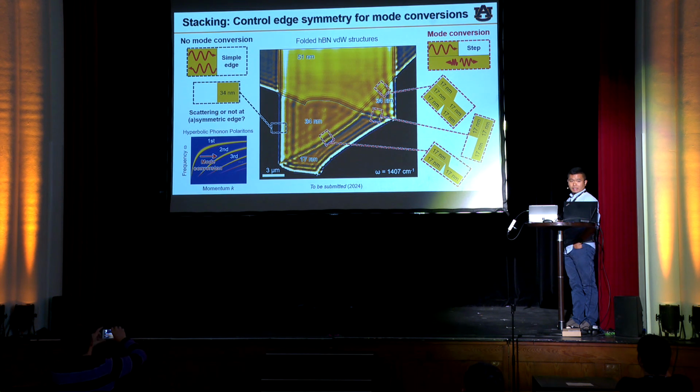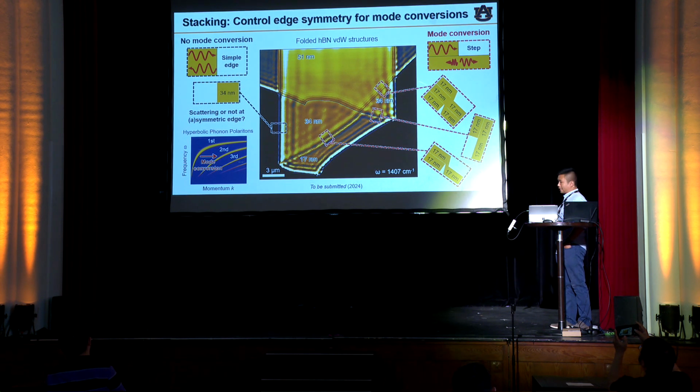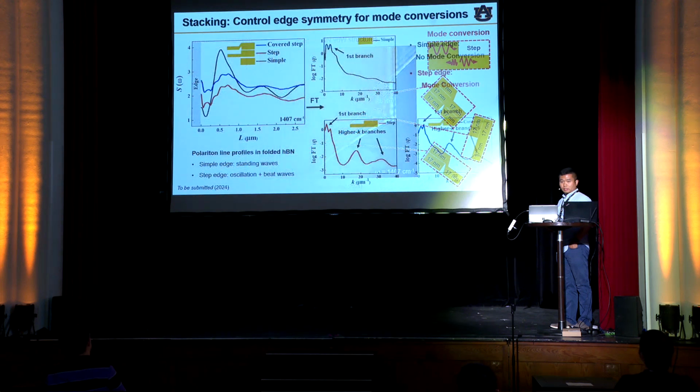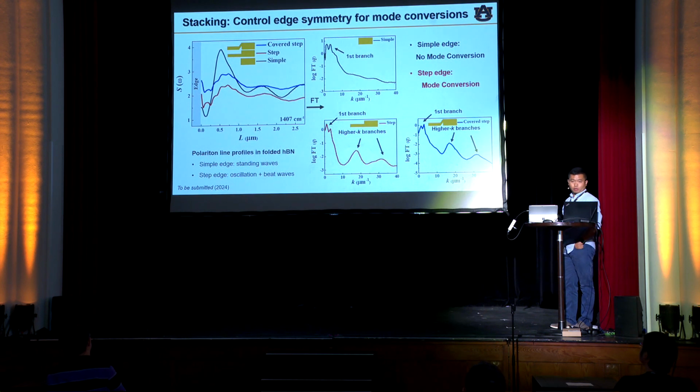This phenomenon was attributed to the mode conversion between different hyperbolic polaritons, because you break the symmetry at this stacked edge. And this phenomenon was shown more clearly by Fourier analysis, where you could see that from this simple edge, you only see the Fourier peaks from the first branch. But if you take a look at the stepped edge, you show very evident Fourier peaks of the higher momentum branches.